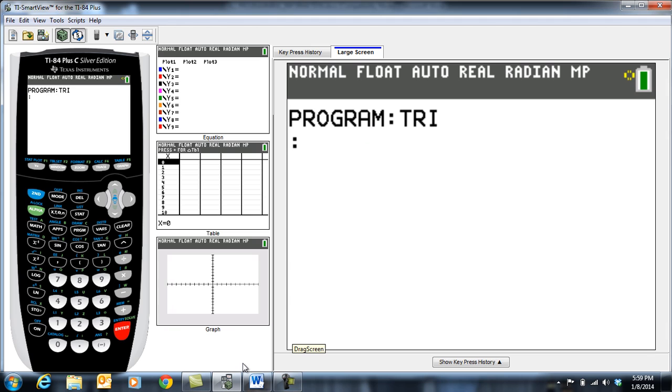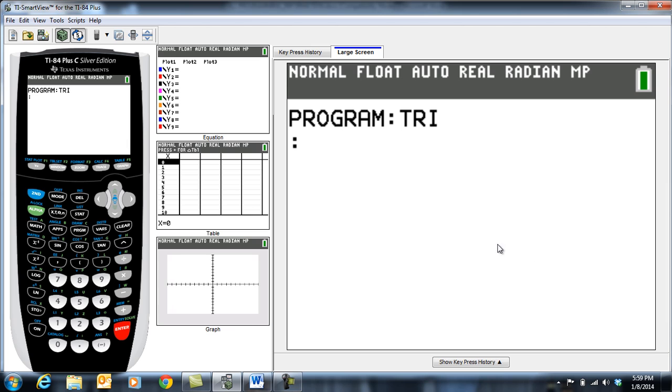And we hit enter. Now, like I said in class the other day, every time you write a new line of code or you give the program a new command, you have to make sure there's a colon in front of that command. Otherwise, you will get an error and it won't do what it's supposed to do. So each new command that you give the calculator for the program, there must be a colon in front.